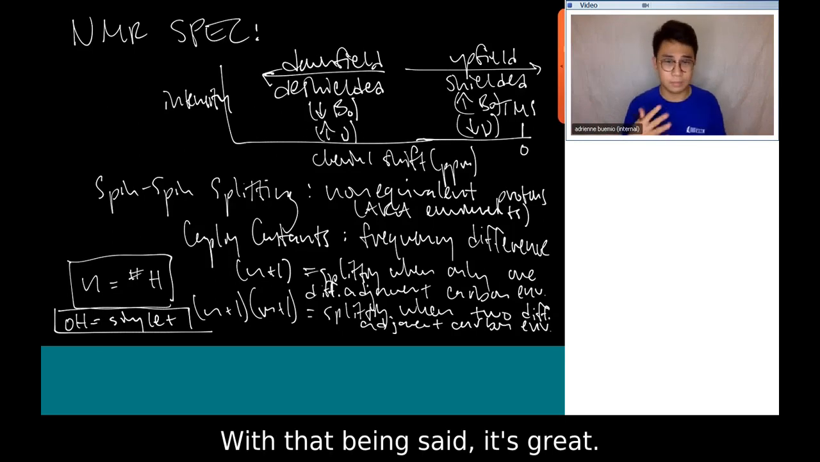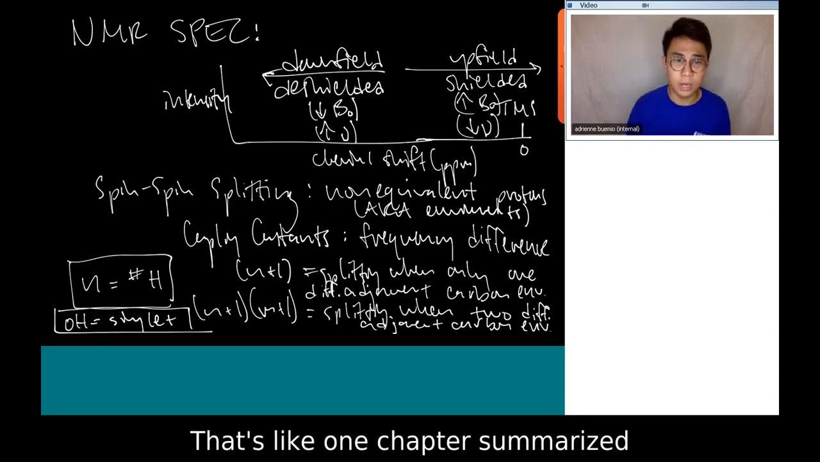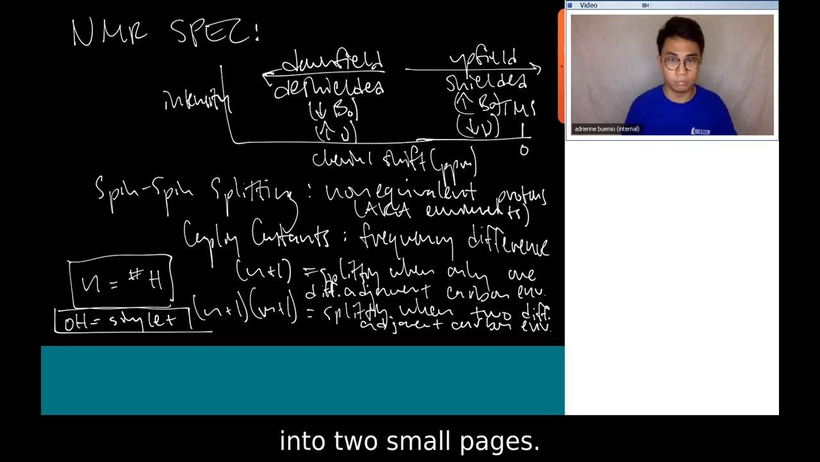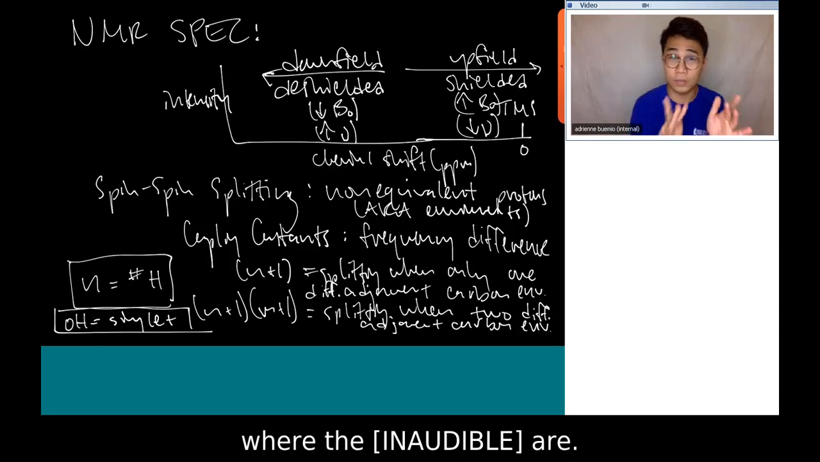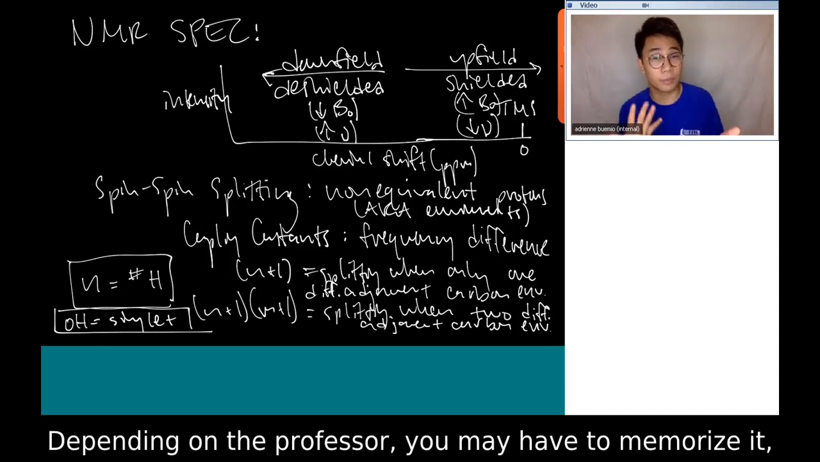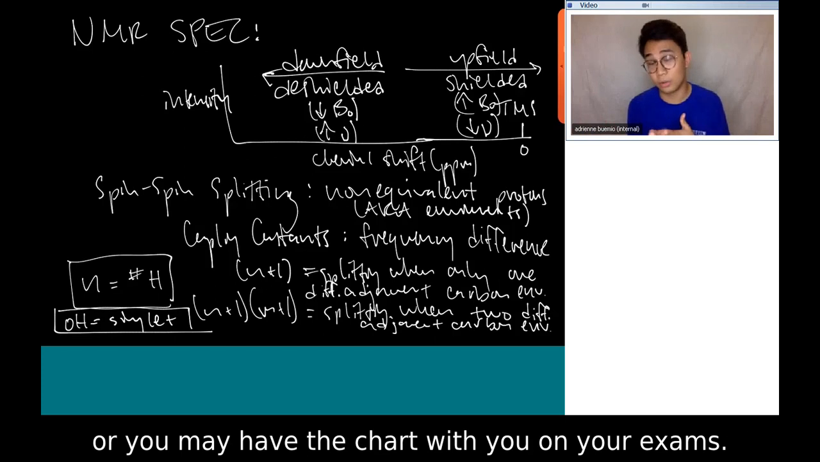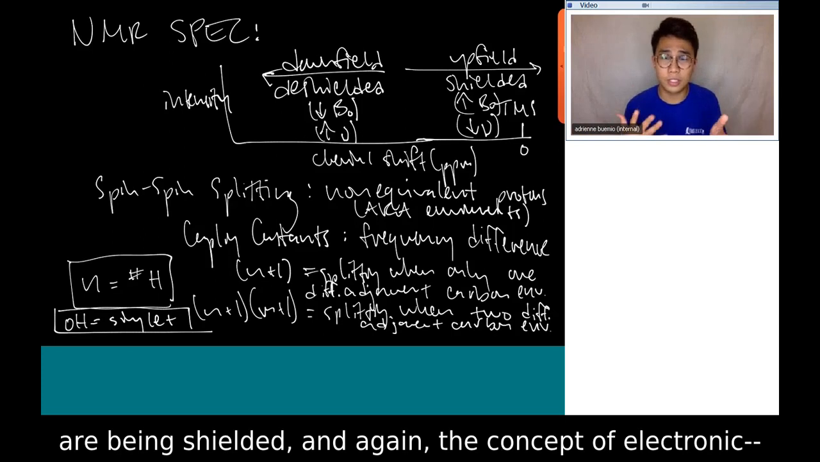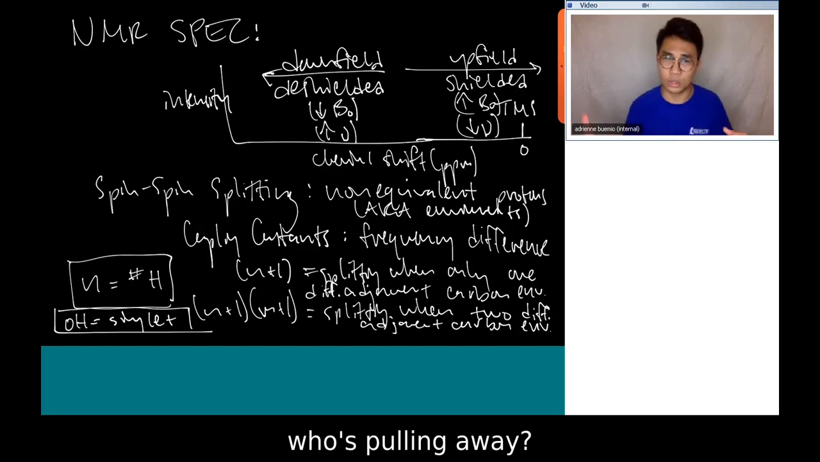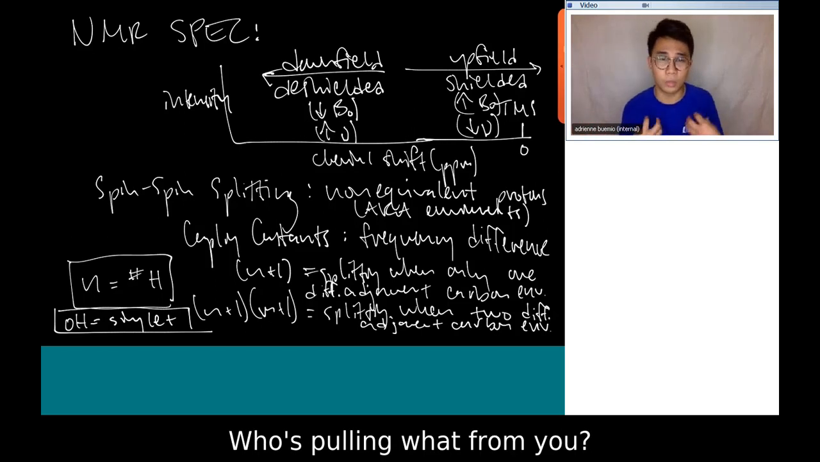With that being said, that's it. That's like one chapter summarized into two small pages. And again, you'll have the charts to know where the chemical shifts are. Depending on your professor, you may have to memorize it, or you may have the chart with you on your exams. But as long as you know which ones are being deshielded, and the concept of electronegativity, who's pulling what from you, right?